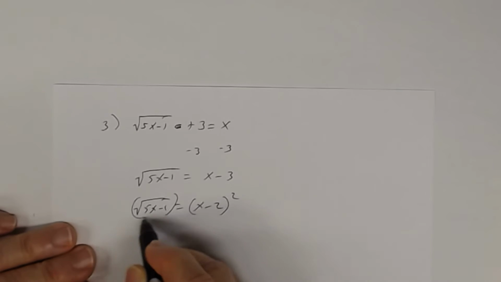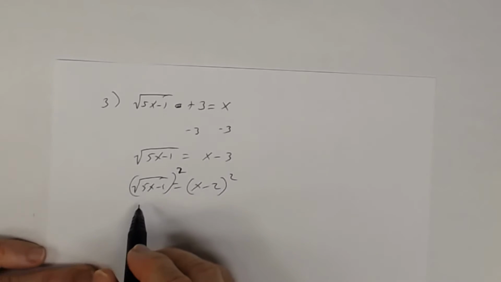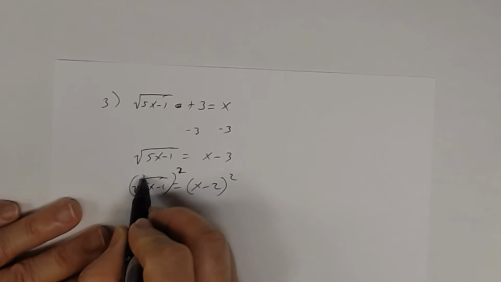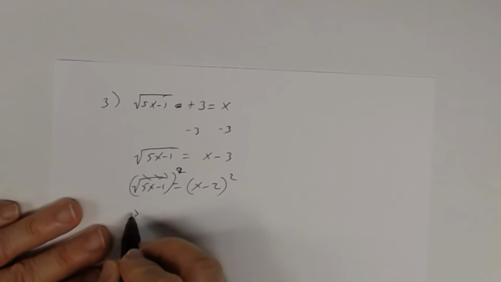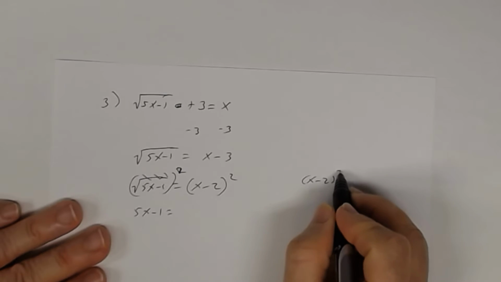Just like we've been doing. Now you've got to be careful though, because you do have a binomial here that you're squaring. All right, so let's talk about what we've said before. I am squaring a square root, so those undo each other. So I get 5x minus 1 equal, now be careful here, that's x minus 2 squared.